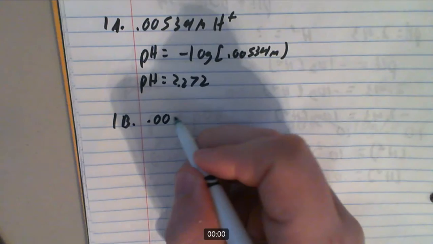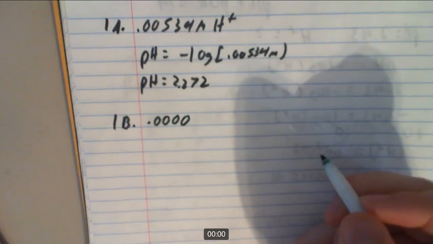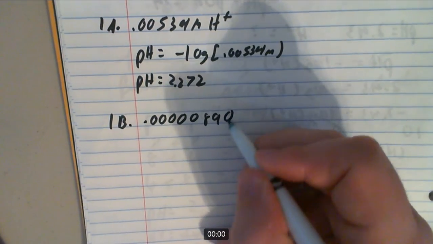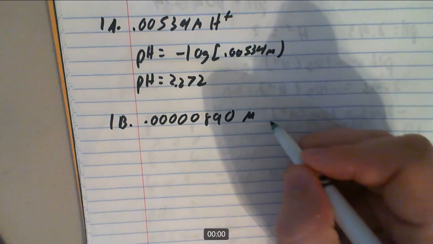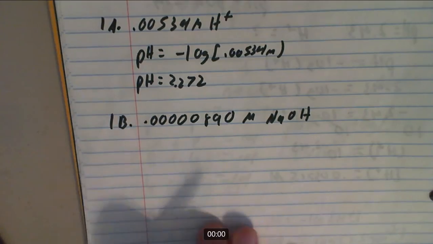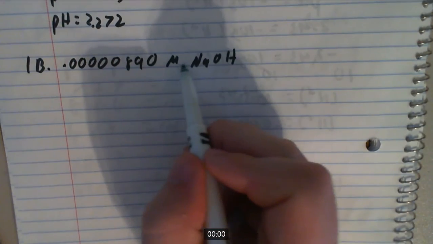All right, 1B. I'm going to do all of 1 because there's some weird things. Sodium hydroxide, I got 0.0000, oh my god, how many zeros is this? 1, 2, 3, 4, 5, 0, 8, 9, and again, 0 molar NaOH. Alright.